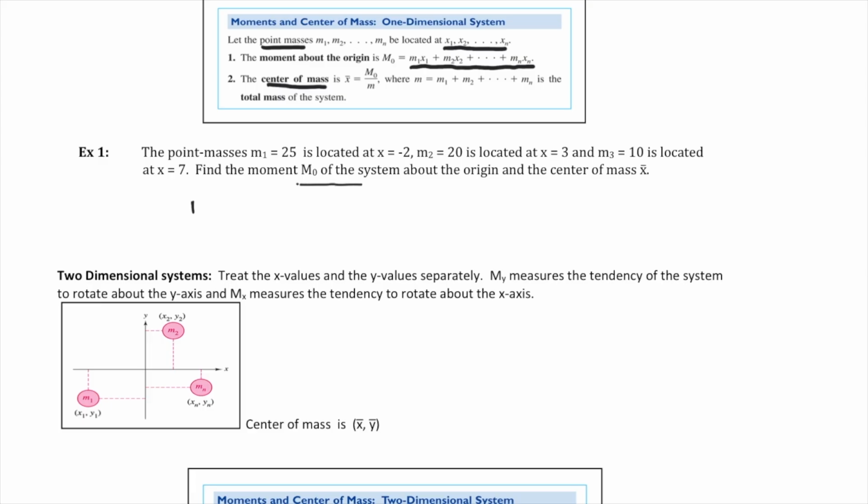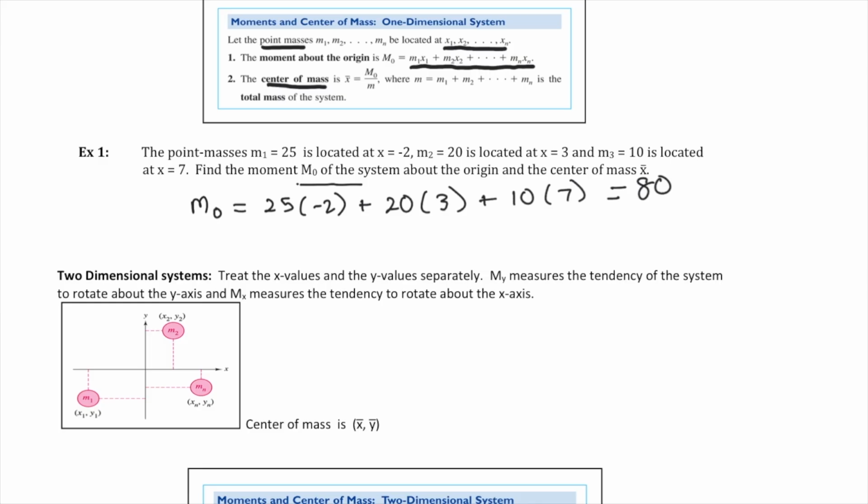So as you recall, the moment of the system about the origin is going to be equal to the mass multiplied by its distance, in this case -2, so it's left of the origin, plus 20 multiplied by 3, which means it's 3 steps to the right of the origin, plus the mass, which is 10 multiplied by 7, and we figure out that sum is going to be equal to 80.